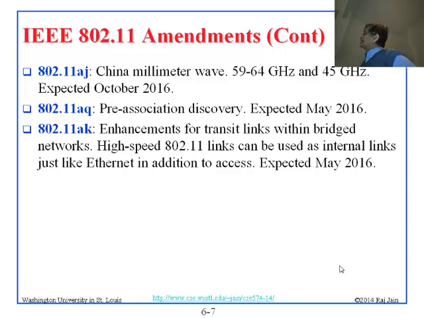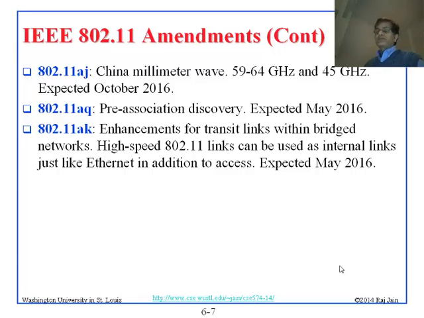AJ is China millimeter wave, expected in 2016. AQ is pre-association discovery. Basically, before you associate, you have to discover, and who you have to discover is not here in this room, but who is in the next room. Because if you are going from here to the next room, you really want to associate before you get there. So that is AQ.